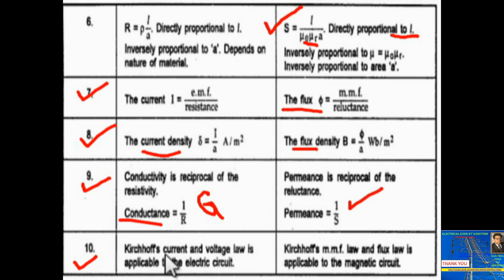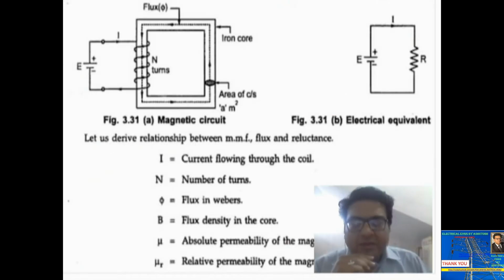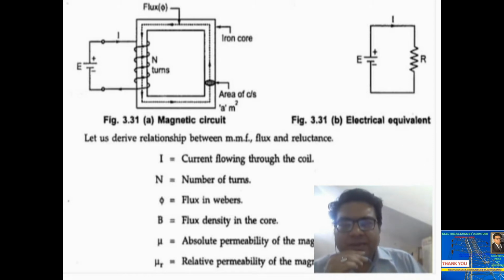You see, in the electric circuit and in the magnetic circuit, Kirchhoff's MMF law and flux law are applicable to the magnetic circuit. So you already know. These are some of the differences, and guys, now we will see. This is the perfect example of a magnetic circuit. That is also similar to a transformer.